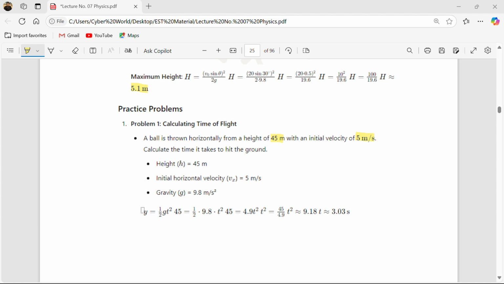So you have to use this formula y equals 1/2 gt². To find t, multiply by 2 on the other side and divide by g. Taking the square root, you can easily find the time, which equals 3.03 seconds. If the angle is not given, you can use this formula y equals 1/2 gt² to find the time of flight.